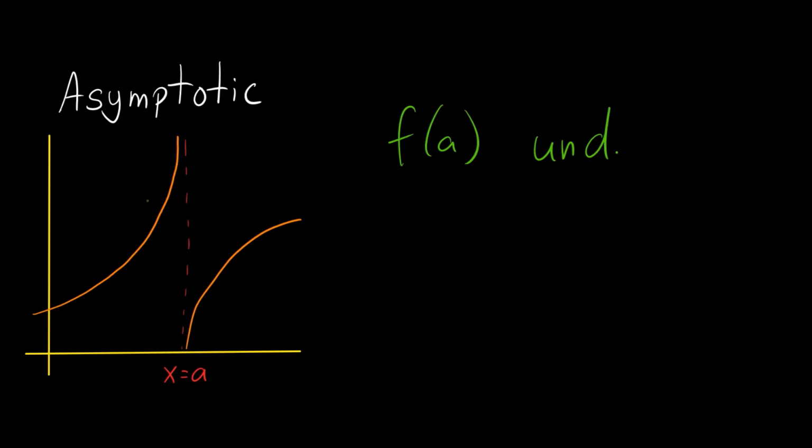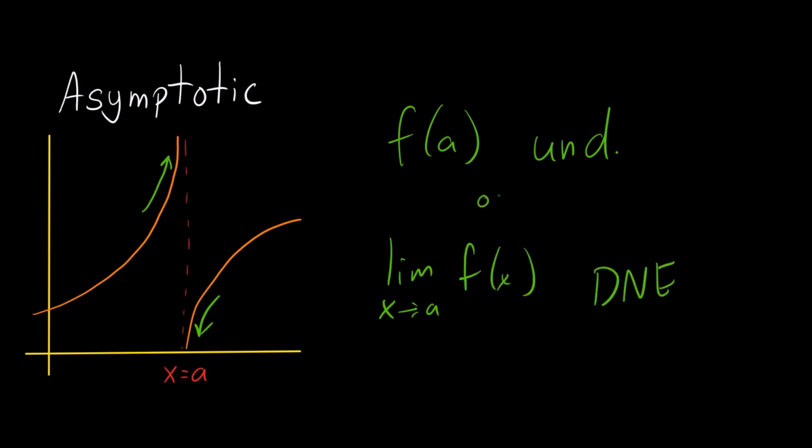It could also be the case that one of the one-sided limits goes to positive infinity and the other goes to negative infinity, like we see over here. So if the two one-sided limits aren't equal to each other, the limit itself doesn't exist. So the limit as x approaches a of f of x does not exist. So in either one of these situations, there is no value to be had, so equality cannot hold, and neither can continuity.